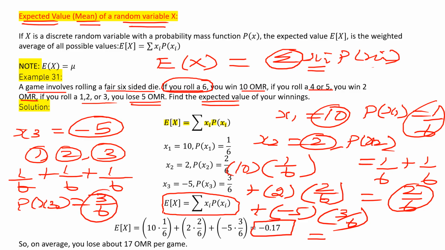0.17. So what is the conclusion? On an average, we lose about 17 OMR per game. Why do we lose? Because we got a negative answer, minus 0.17.